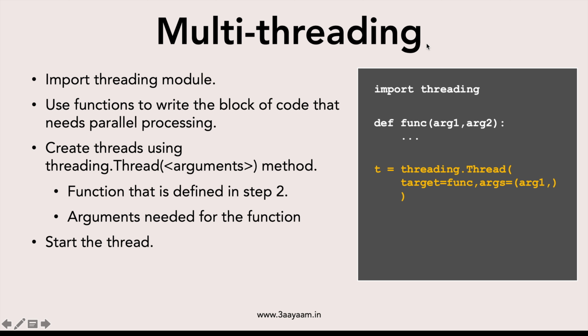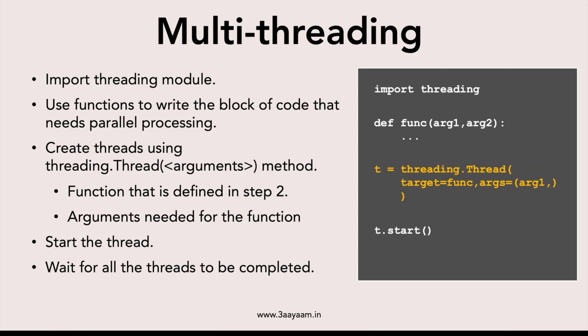Once that is done, we'll have to start the thread. After the thread is created, we start it using the t.start method, and t is the object. So we use this object t to start the thread, and then we have to wait for all of the threads to be completed before ending the program. For that we use the t.join method, which waits for all the threads to be completed.